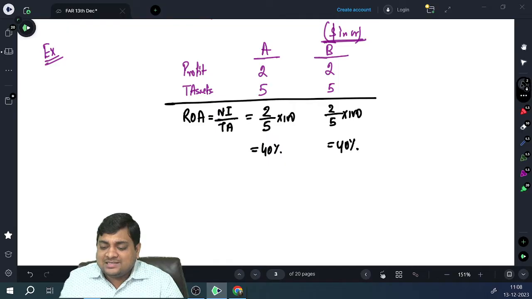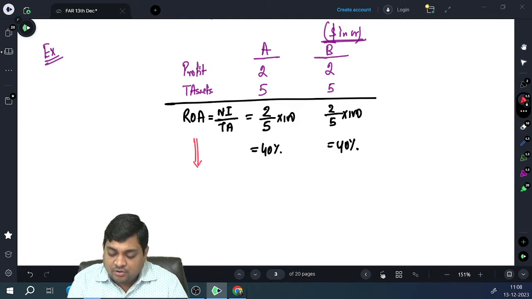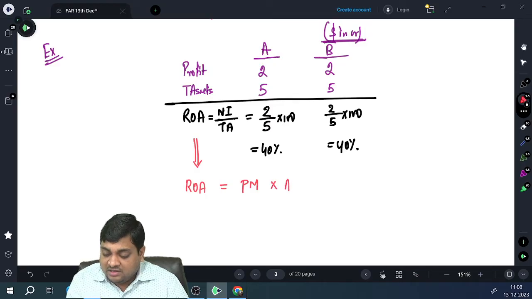So both are same, but no, they may not be same. I need to do a deep dive, right? They may not be same. What kind of deep diving are you going to do? Basically, let me just bring sales into the picture. Now our return on asset can be written like this. It's basically a mixture of profit margin with the asset turnover.